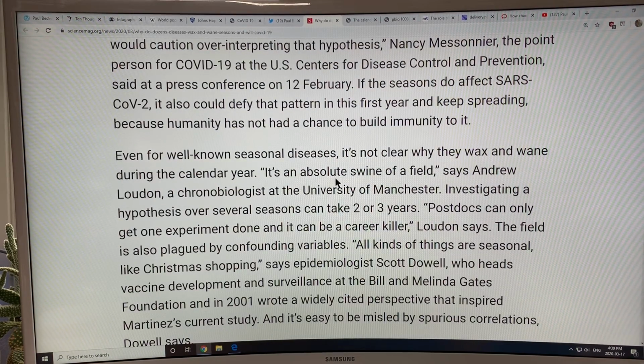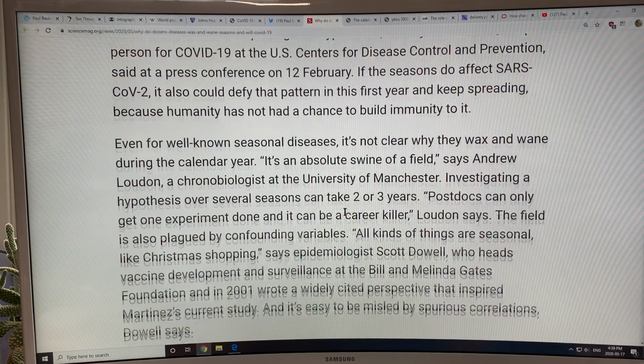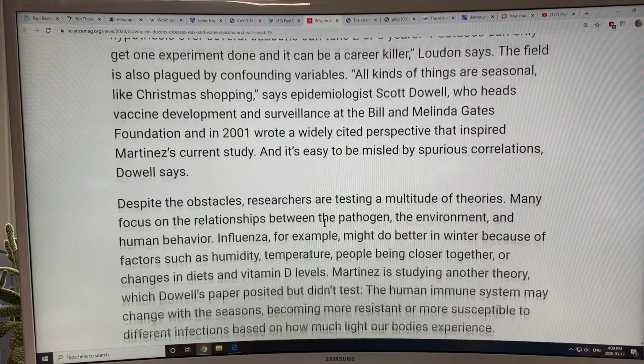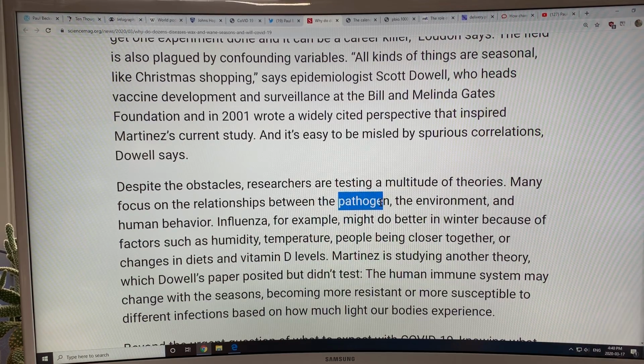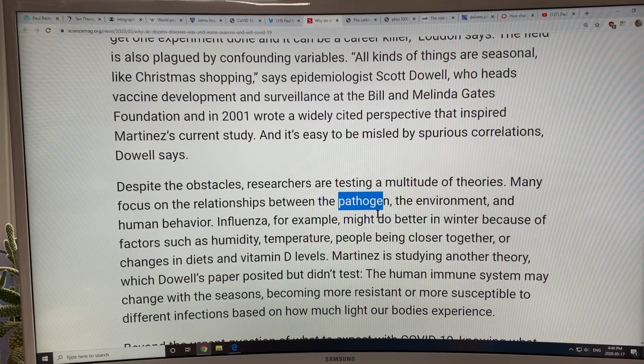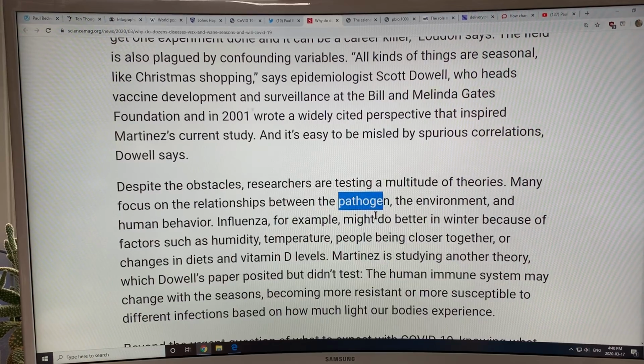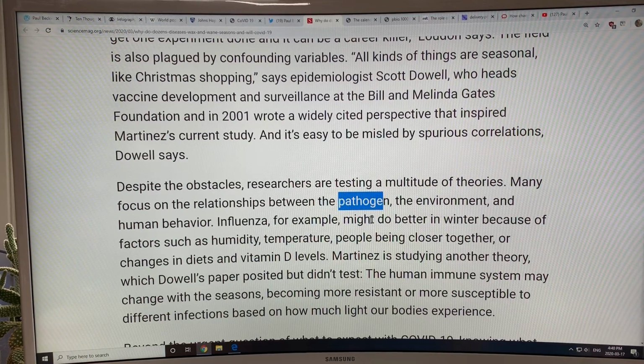It's not clear why they do that. There are many different hypotheses, a multitude of theories. Is it the pathogen itself changing? Is the virus itself changing? The physical nature of the virus, is it more susceptible to spreading? And how does the environment impact that? If you're in a higher temperature environment, a higher or lower humidity environment, how does that affect it? Human behavior at different parts of the year.